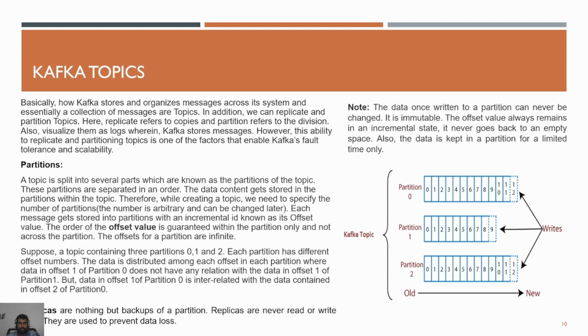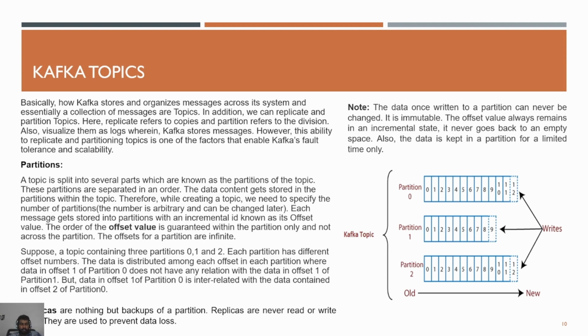Partitions. A topic is split into several parts which are known as the partitions of the topic. These partitions are separated in an order. The data content gets stored in the partitions within the topic. Therefore, while creating a topic, we need to specify the number of partitions. Each message gets stored into partitions with an incremental ID known as its offset value. The order of the offset value is guaranteed within the partition only and not across the partition. The offsets for a partition are infinite.